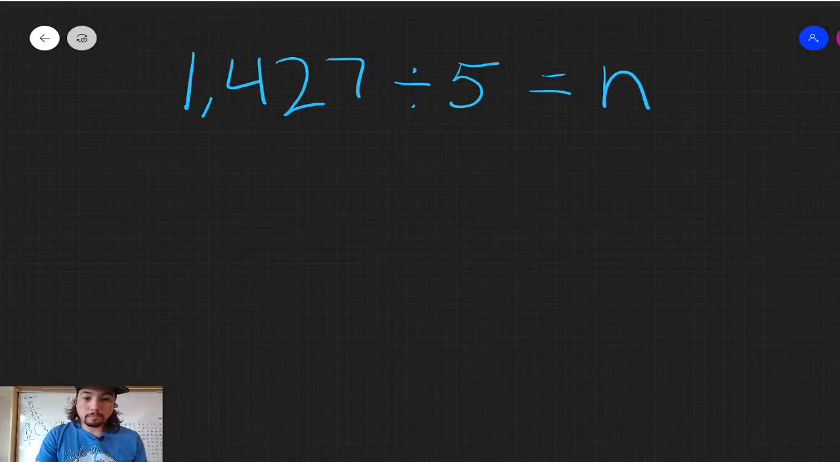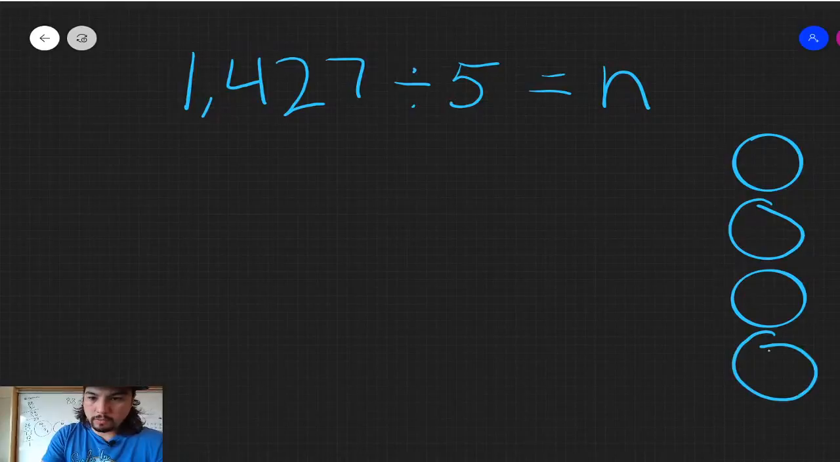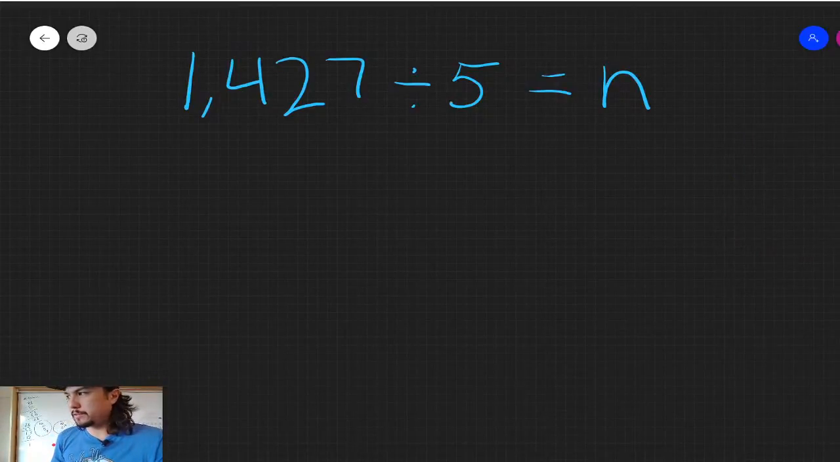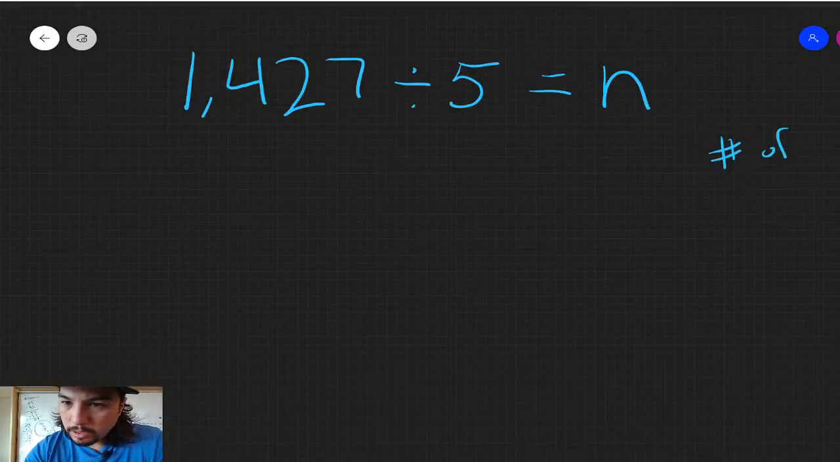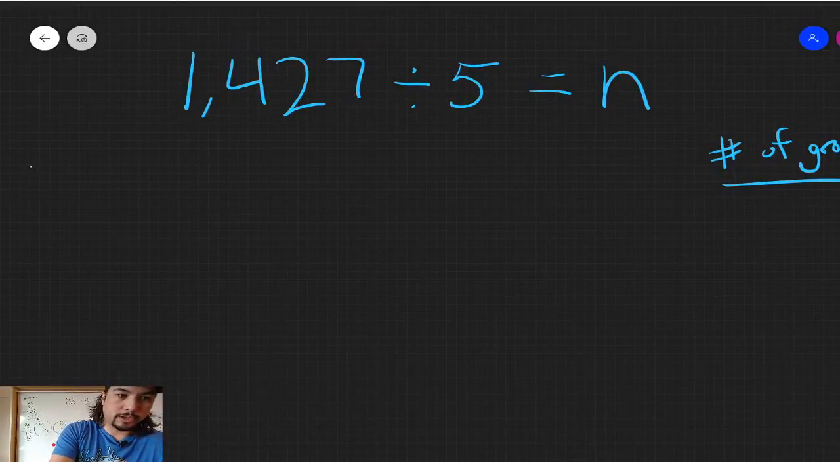Okay, so let's think about this. If we put, let's see, we'll make our 1, 2, 3, 4, 5. You know what? Now that I'm thinking about it, rather than making our 5 circles and putting 1 into each, let's just keep track of our groups here. So I'm going to do number of groups. And then here's my subtraction. Number remaining.